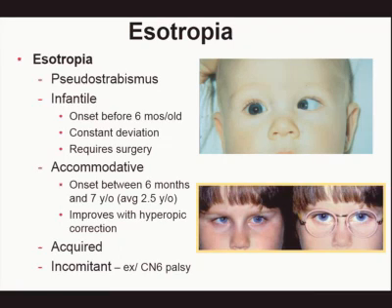Accommodative esotropia, typically the onset is a little bit later, usually around 2.5 years old, and these children have a high hyperopic refractive error, and when you put them into their glasses, their eyes are then straight. So if you look at the picture here, this girl's eyes are crossed, and then you simply put her in her glasses, and now her eyes are straight. There are other acquired forms of esotropia, and there are incomitant things like a 6th nerve palsy. Those are rarer.